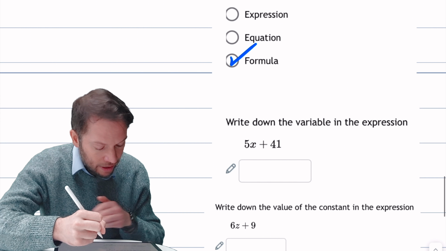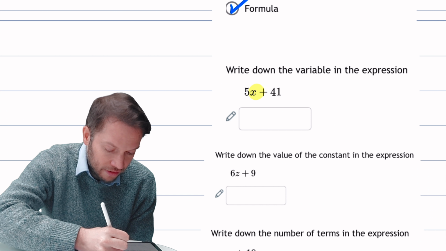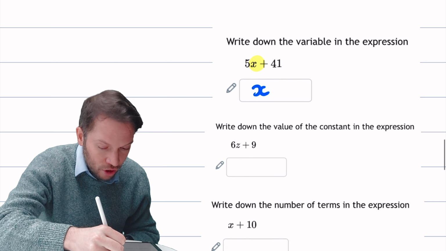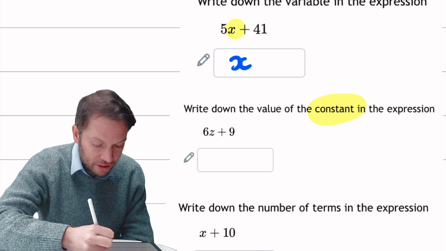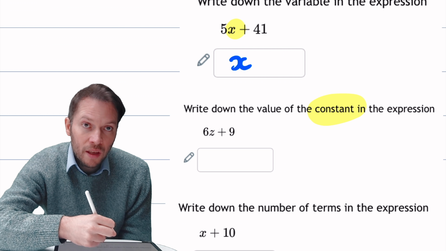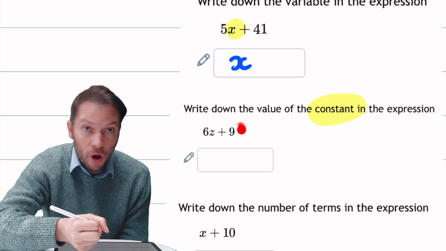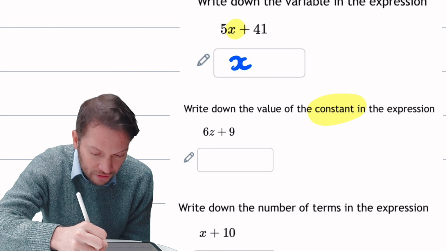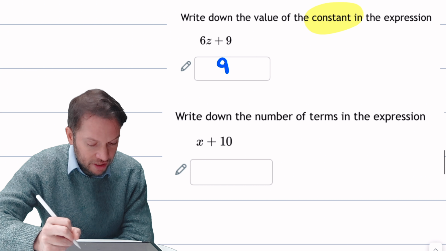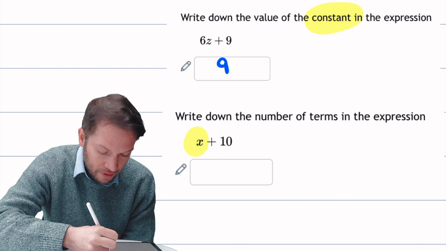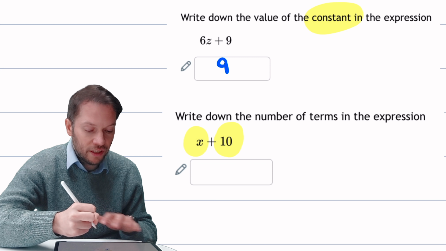And then what is the variable in this expression? Well, the variable is the letter. It's that x there. So the answer is x. And then write down the value of the constant in this expression. Remember, an expression is a collection of terms. So the 6z is a term, the 9 is a term. But if the term is just a number, nothing else, then we call that a constant term, or a constant for short. So the 9 is the constant here. And what about this? Write down the number of terms in an expression. Well, the x is a term, the 10 is a term, and they're being added together. We can see there's 2 terms here, so the answer is 2.